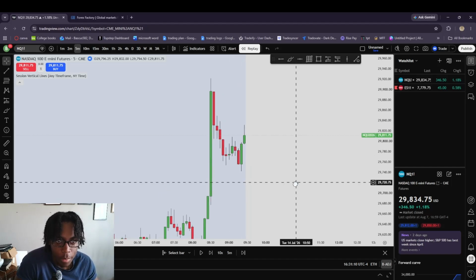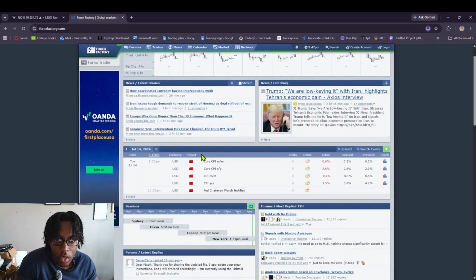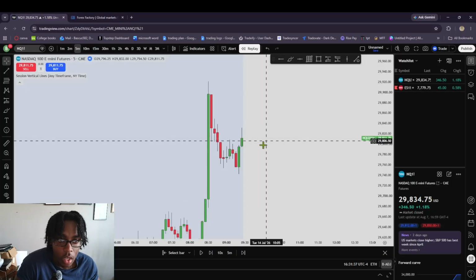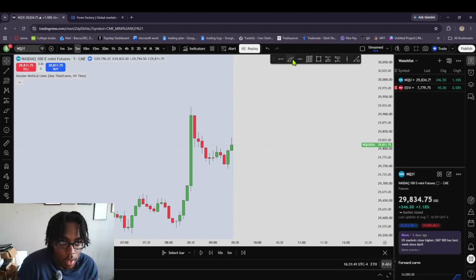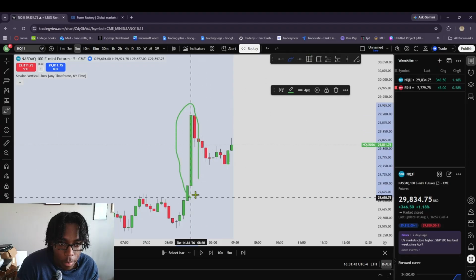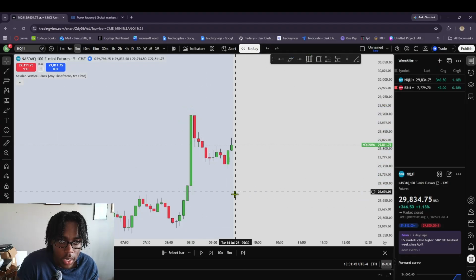All right, guys, this is an example of how news affected the market. So on July 14th here in 2026, we had CPI news come out. And don't worry, guys, I'm going to list the exact news events that you should watch out for that actually affect the market. Okay, so CPI news, this came out at 8:30 a.m. So look, on the 5-minute time frame, 8:30, we get a big move up. That was when the news came out.